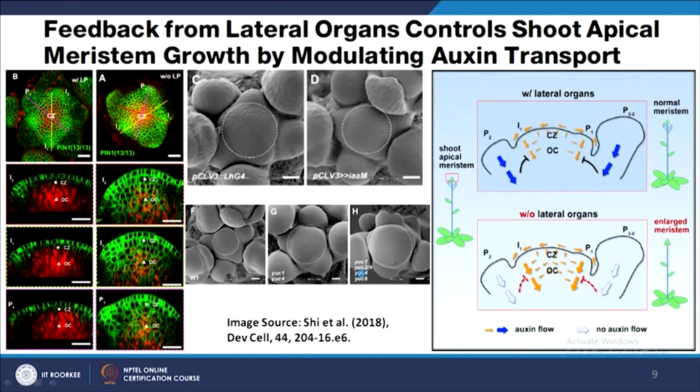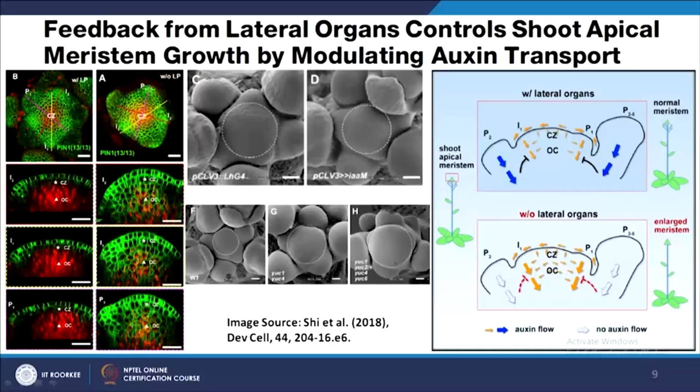The coordination between meristem and the lateral organs is well established, and if you look at this, there is a feedback from lateral organs which also controls the shoot apical meristem activity. So, it is signaling both ways. So, meristem is controlling the activity of lateral organ growth, and lateral organ is going to control the meristematic activity.